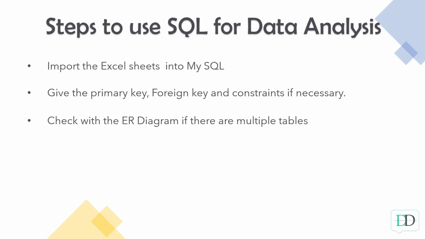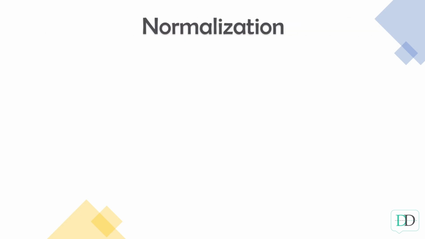We need to check the ER diagram if there are multiple tables. Next, normalize the table. Use 3 normalization techniques. We have 5 types of normalization techniques, but we are at the basic level, right? We are not into the IT world, so we are not having access to large databases. So we can use these 3 normalization techniques, and we can continue the SQL data analysis.